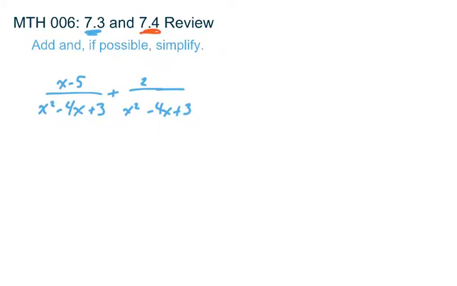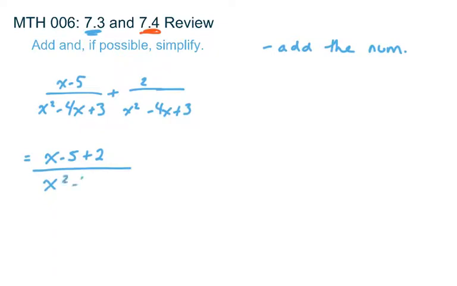7.3 was all about adding and subtracting rational expressions that have a common denominator. We'll notice here that we're adding these two expressions. They do have a common denominator, so the only thing we have to do first is add the numerators. I'm going to abbreviate this, add the numerators. So here we have x minus 5 plus 2, and then we're going to leave the denominator alone for just this step. And then we want to simplify that numerator. So here we have a minus 5 and a plus 2, which would simplify to x minus 3.